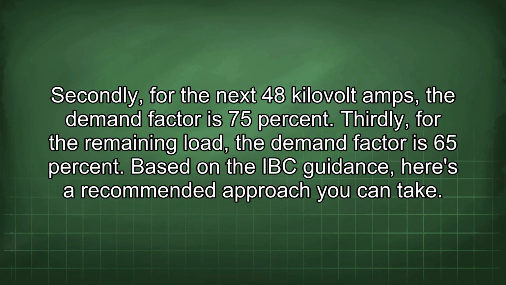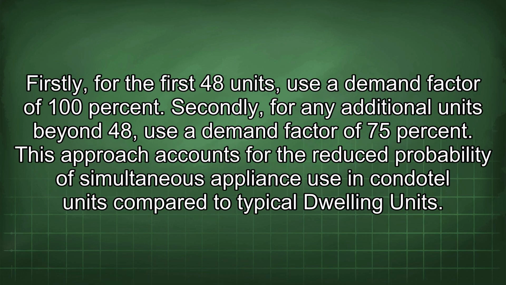Based on the IBC guidance, here's a recommended approach you can take. Firstly, for the first 48 units, use a demand factor of 100%. Secondly, for any additional units beyond 48, use a demand factor of 75%. This approach accounts for the reduced probability of simultaneous appliance use in Condotel units compared to typical dwelling units.